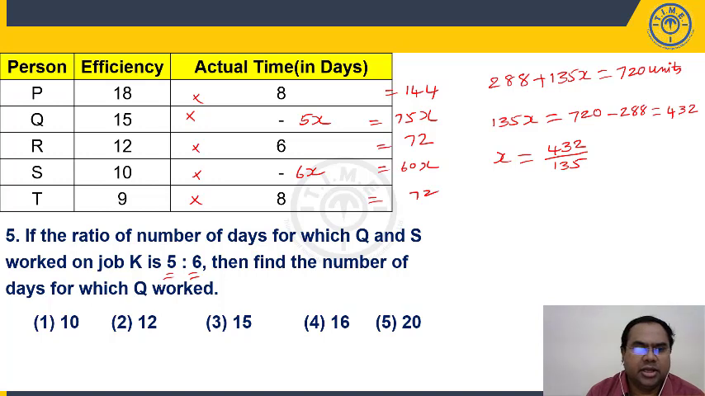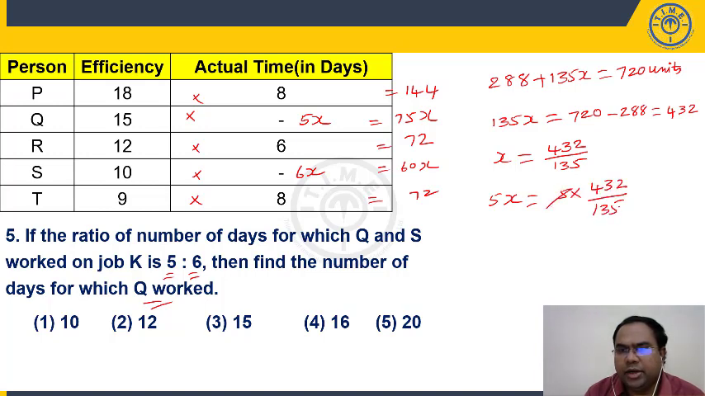What is the question? The number of days for which Q has worked. Q has worked for 5x days. So 5x is equal to 5 into 432 upon 135. If you divide this by 5, 27. 1's 27, so how much is remaining? 162, 27, 6 times. So it will be 16 days. 16 days is present in choice 4.